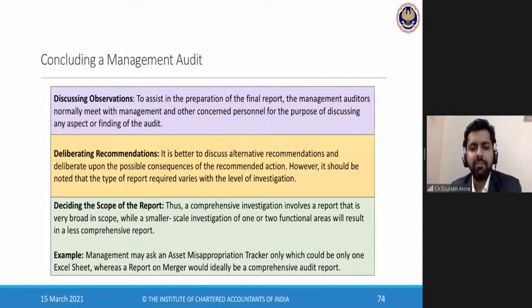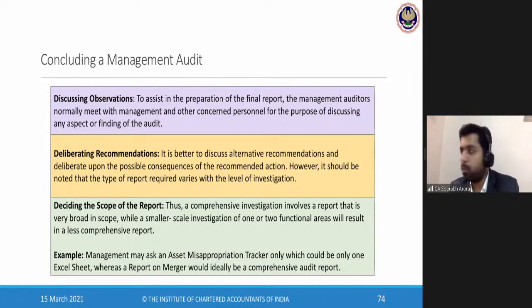Thus, a comprehensive investigation involves a report that is very broad in scope, while a smaller scale investigation of one or two functional areas will result in a less comprehensive report. So it depends on the scope of the audit. I have shared one example. Management may ask for an asset misappropriation tracker only, which could be only one Excel sheet, whereas a report on a merger would ideally be a comprehensive audit report. So Ambika's question is answered over here as well.